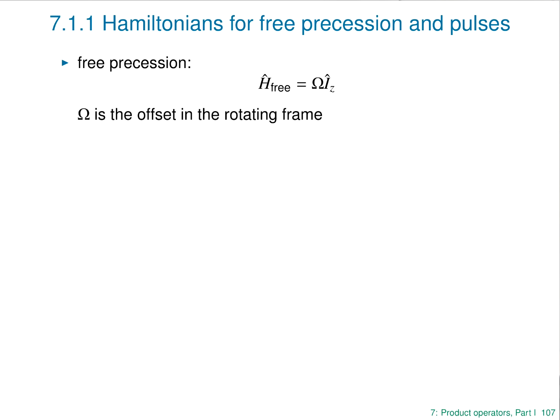So for free precession, that just means when you just leave it alone and the spins are just evolving under the influence of the static magnetic field, the Hamiltonian is omega, which is the offset, times Iz, which is the operator of the Z component of angular momentum. In fact, that's exactly the Hamiltonian that we wrote down for a single spin in a magnetic field right at the beginning. And in fact, we're going to do this in the rotating frame, so it's not the Larmor frequency, it's the offset. So that's the free precession Hamiltonian.